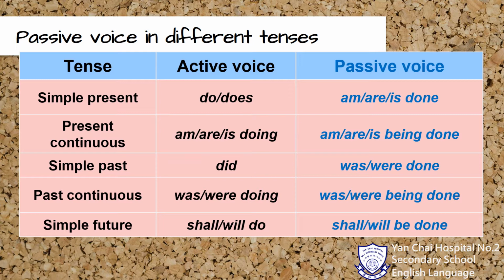For simple past tense, the active voice is simply did, but the passive voice is was or were done. For past continuous tense, the active voice is was or were doing, but for passive voice, it's was or were being done. For simple future tense, the active voice is shall or will do, but for passive voice, it's shall or will be done. So here we can see that for passive voice, the past participle for do is done.